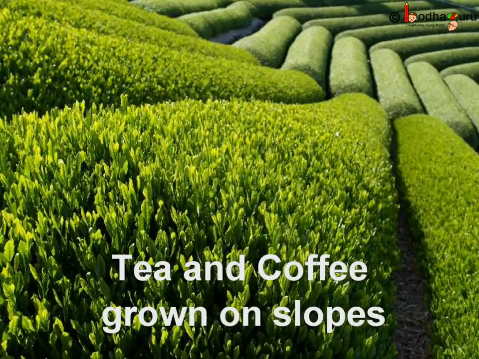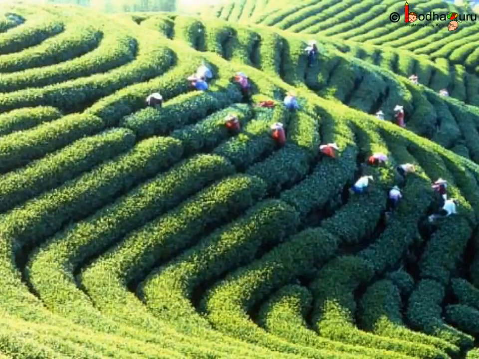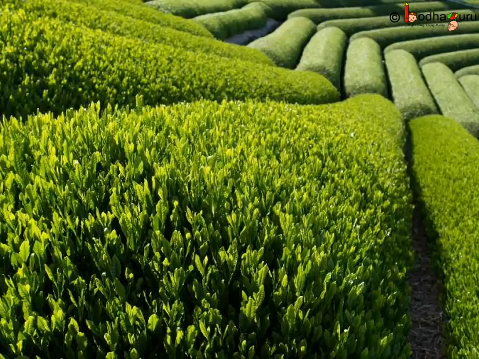Tea and coffee grow only on hilly areas where water is not collected due to slopes, such as in Assam and the Nilgiris. And you know the fields are in the form of stairs. Why? For climbing on them? No, just because the soil does not get washed away with water.